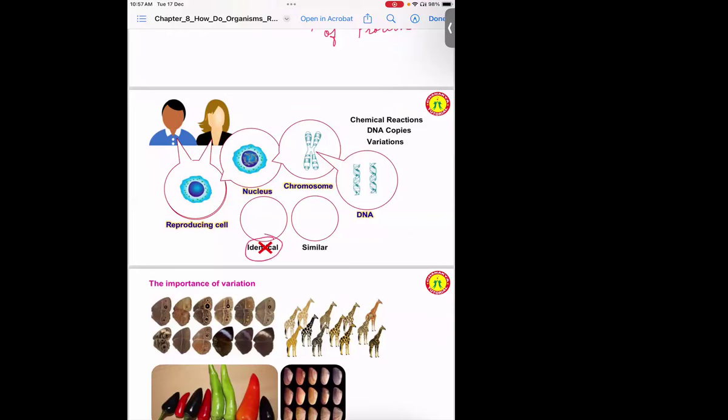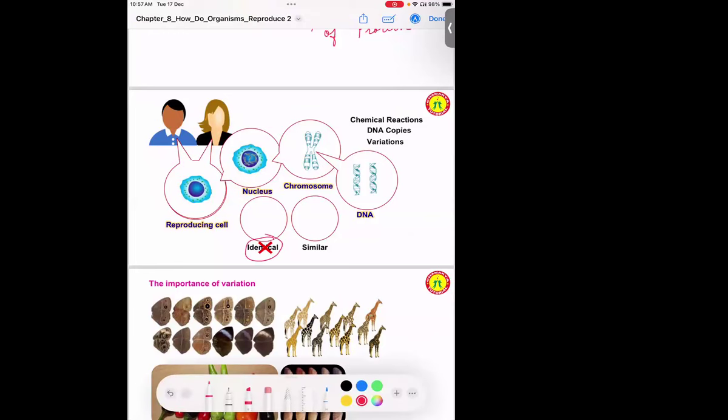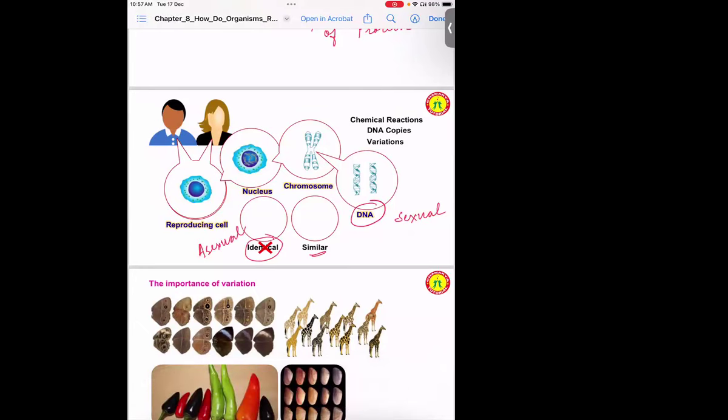We cannot say they are identical, because identical can happen in the case of asexual reproduction where only one parent is involved. In the case of sexual reproduction, we can say they are similar. It means almost the same, but not exactly identical. And the answer is that it happens in the DNA, in the chromosome part of it.